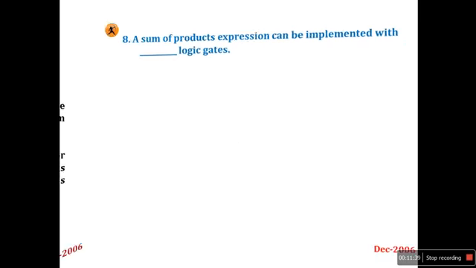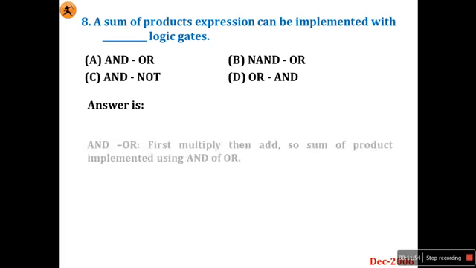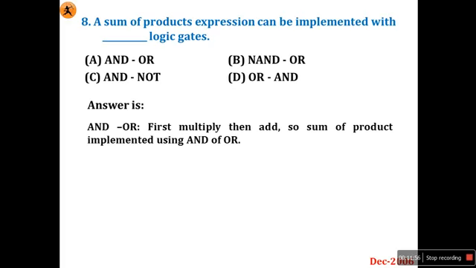Next we'll go for: a sum of products expression can be implemented with dash logic. Sum of product, product of sum, using AND of OR, NAND of OR, AND of NOT, or OR of AND. Sum of products, that is first multiply then add. Sum of product, sum comes in between, product is the operator in between the operands. So sum of product: first multiply then add.